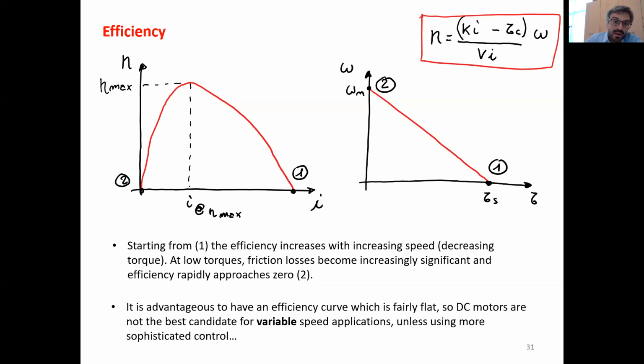It is advantageous to have an efficiency curve that is flat, of course, because if we want to control speed in a big range of values, we want to have efficiency as constant as possible. So due to the fact that DC motor efficiency has this shape, they are not the best candidate for variable speed applications, unless we use some more sophisticated control strategies. Any question about this? Everything is clear?